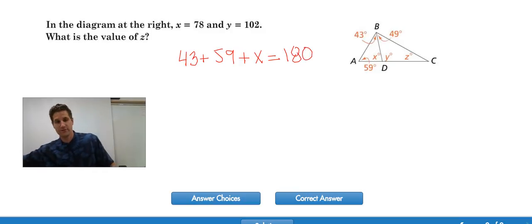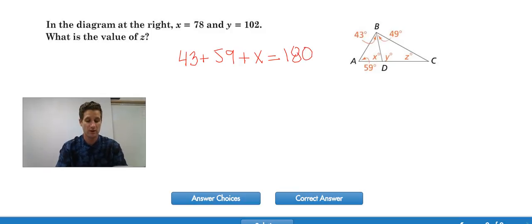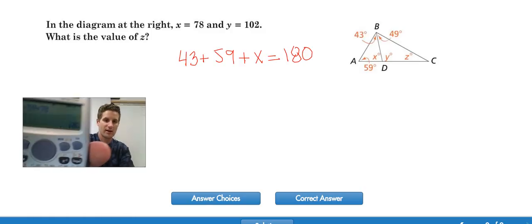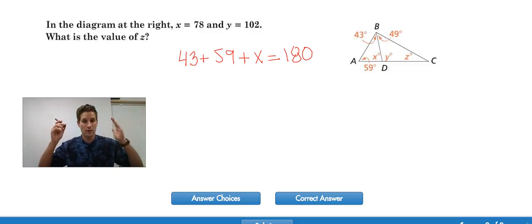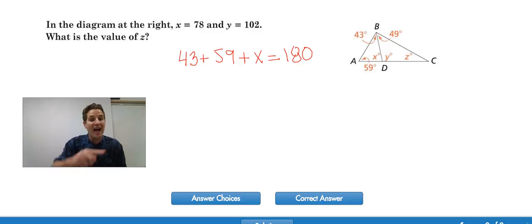180. And if you don't believe me, I'm going to use a calculator right now. 43 plus 59 plus, they told me 78, right? Look at that. I add them all up, I got 180. That's because it's the triangle sum theorem. The angles of the interior add to 180. And then what do you notice about x and y? They're a linear pair. So if they're a linear pair, they must also add to 180.